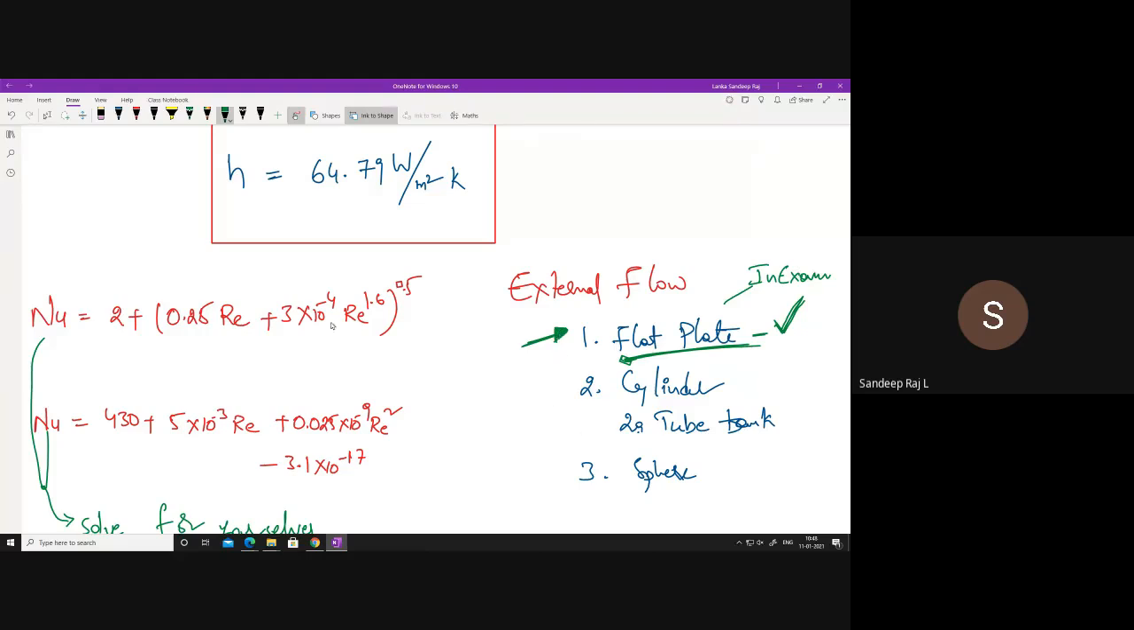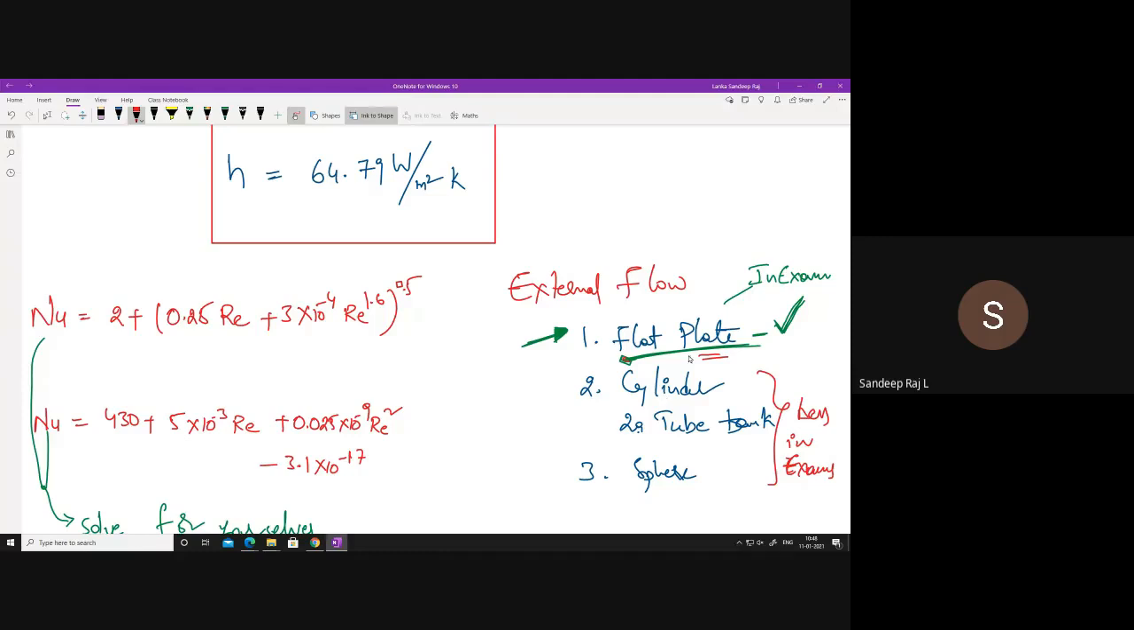But whereas the cylinder, the tube bank and the sphere are concerned, they are asked less in exams. So that's why I have covered them very fast. If you know how to use your data book for the flat plate case properly, you can use it for this one also. Refer to the notes that I have told you so far.